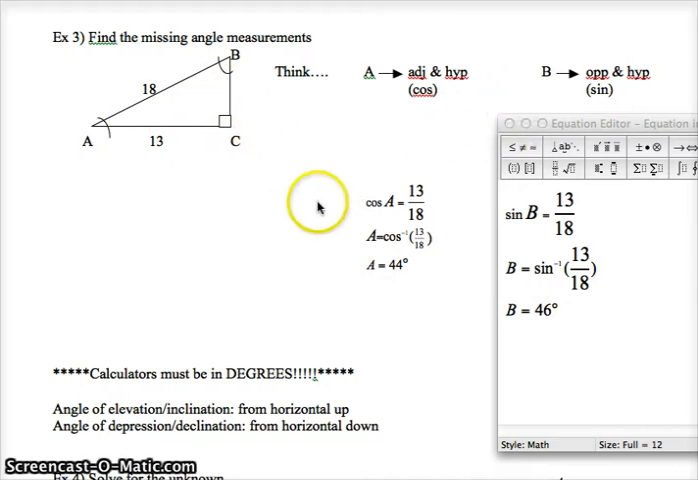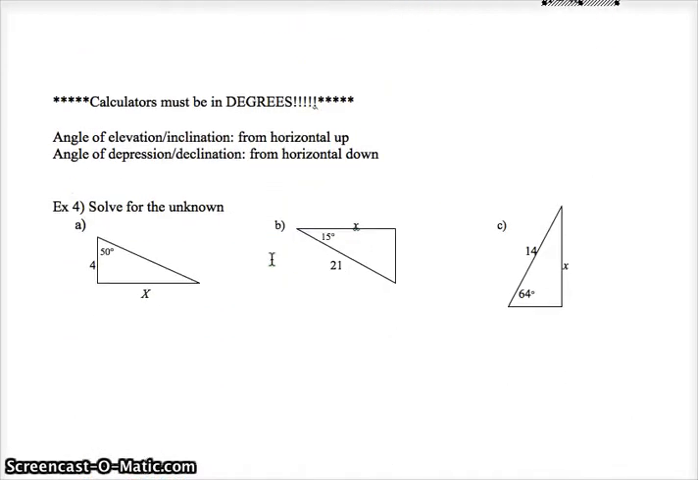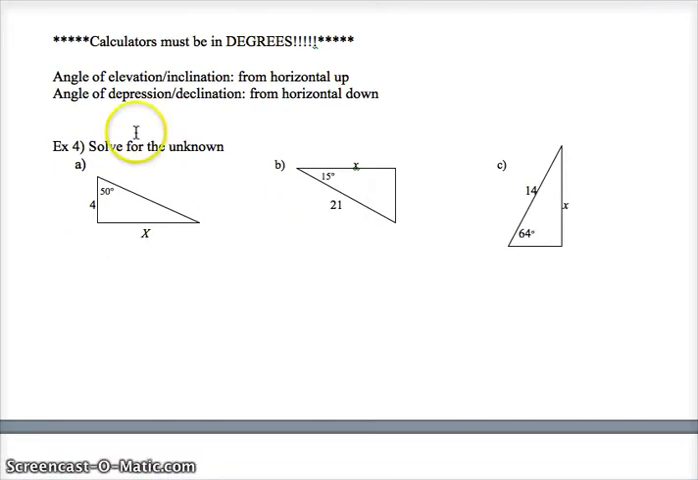All right, so remember, calculators need to always be in degrees, and then what we can also look at is angle of elevation and angle of depression. So remember, they're always going from the horizontals. When we look at this triangle, this 50 degrees is neither of them because the angle of elevation will be from a horizontal up. So when we look at B, this is an angle of depression because it's from the horizontal down. And when we look at C, 64 degrees is the angle of elevation because it's from a horizontal up.